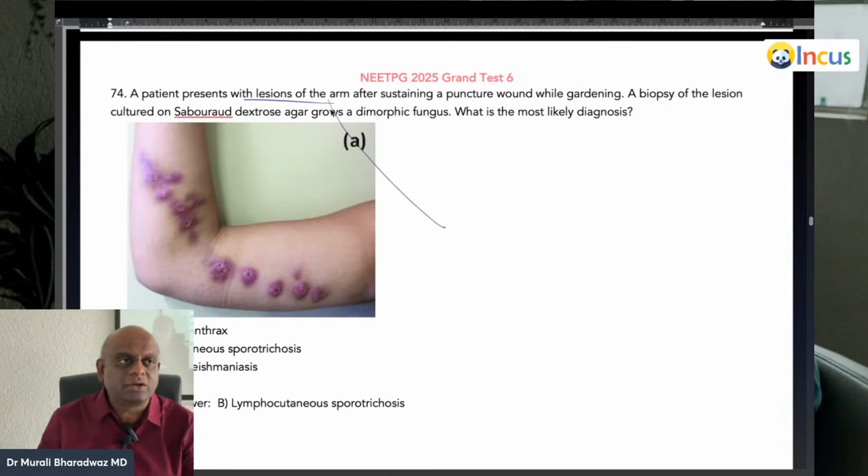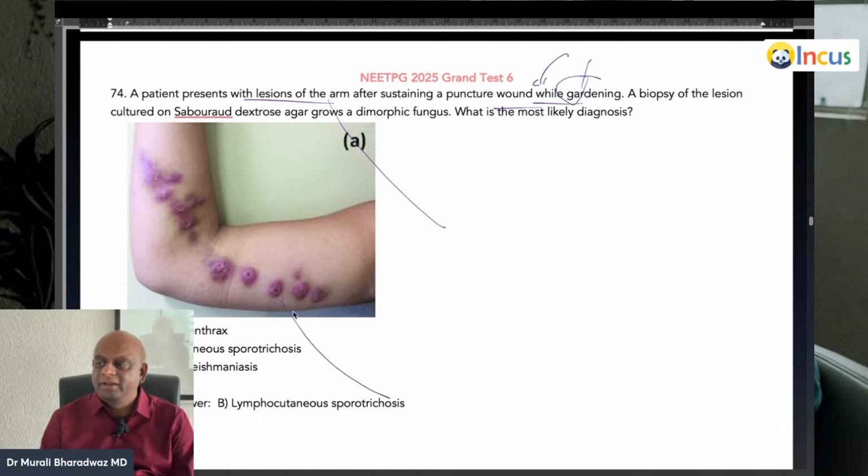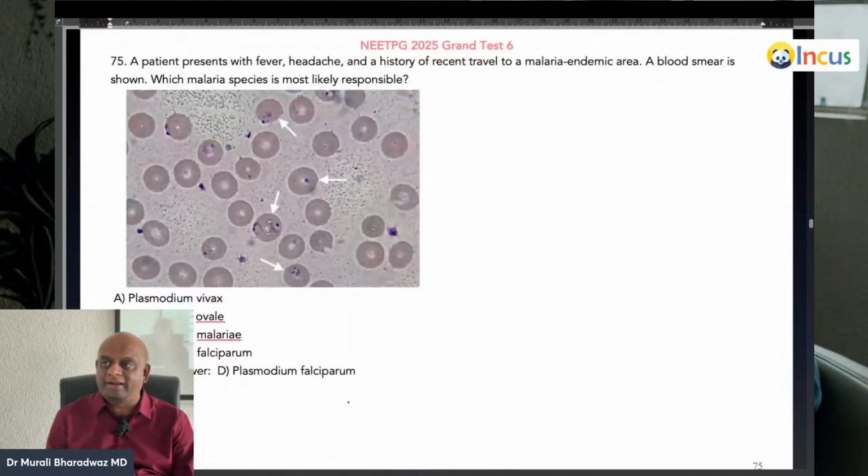Patient presents with the lesion on the arm after sustaining a puncture wound while gardening. Finish. Gardening, Sporothrix schenckii, which leads to lymphocutaneous sporotrichosis in the gardener.